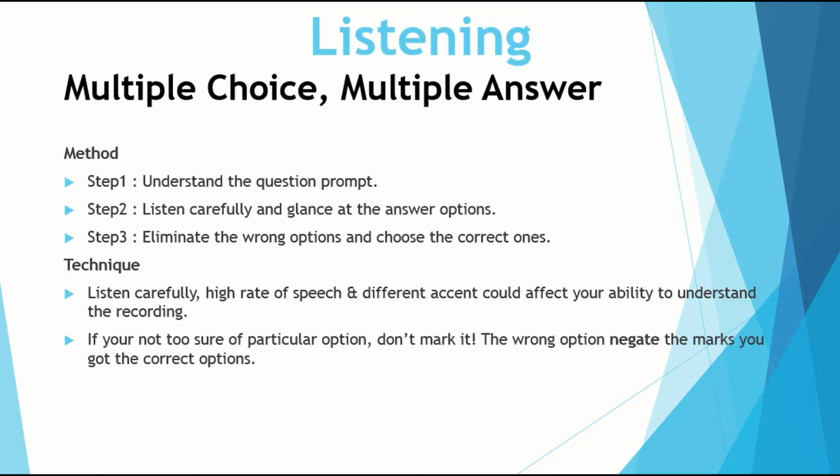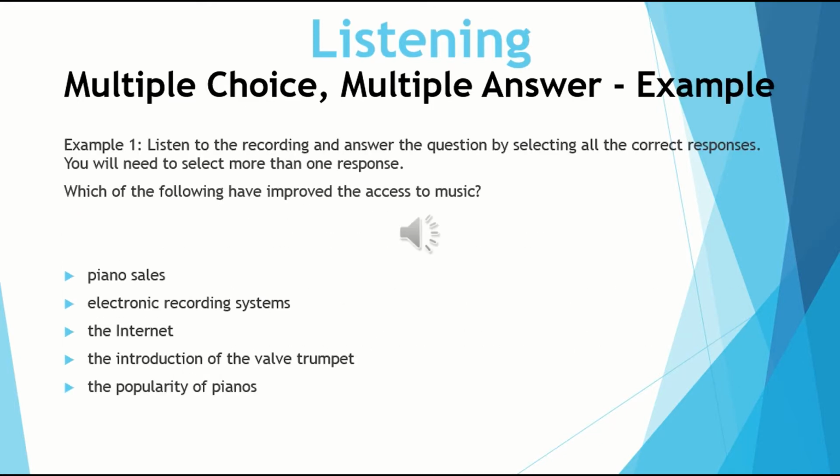So the 3 steps involved here: you understand the question prompt correctly. By doing this, you'll know what you should be looking for. Listen carefully and glance at the answer options, eliminate the wrong options and choose the correct ones. Now that you guys know the methods, let's just quickly look at the example.